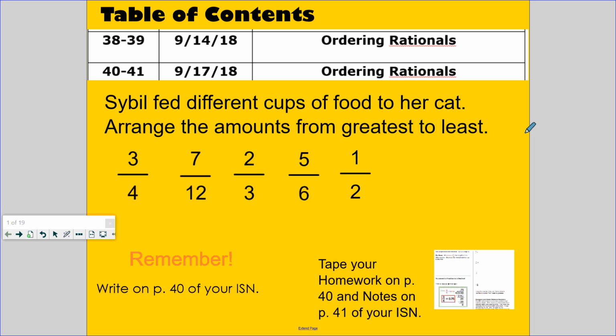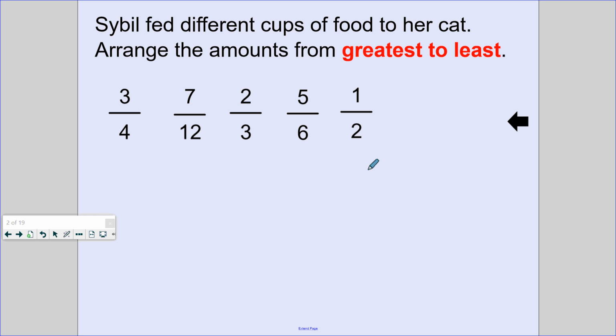So let's look at our number routine. Sybil fed different cups of food to her cat. Arrange the amounts from greatest to least. So we have 3/4, 7/12, 2/3, 5/6, 1/2. How would you like to do this? Would you like to estimate? Would you like to turn these into decimals, or would you like to find a common denominator?